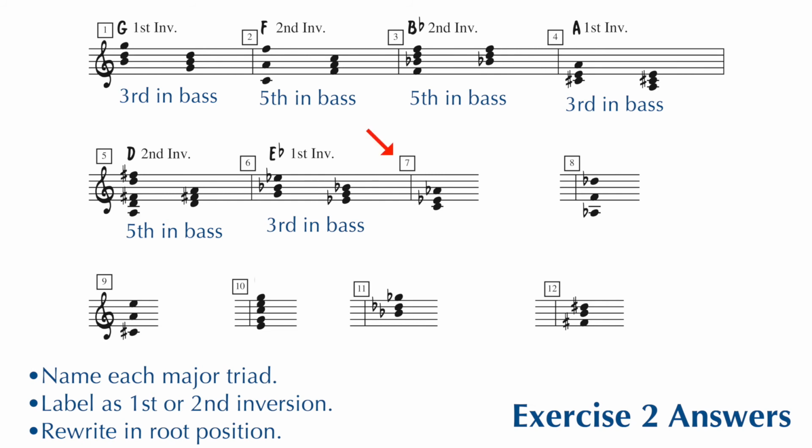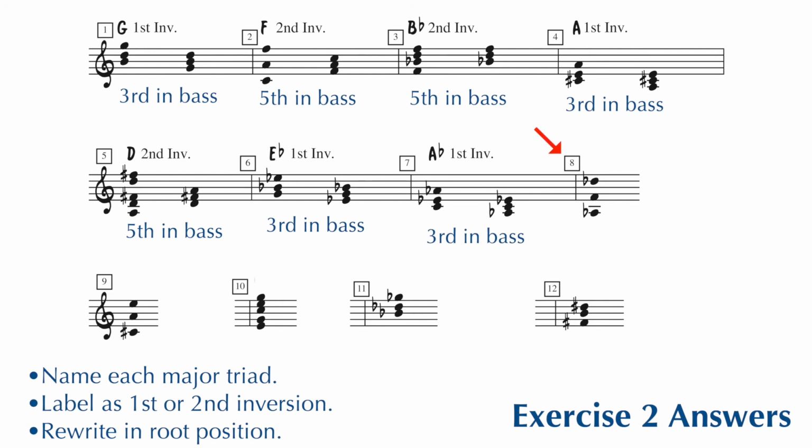Number 7, I can take the A flat at the top, lower it one octave. Now everything is nice and neatly stacked in thirds, A flat, C, E flat. This is originally an A flat major chord in first inversion because the third of the chord, the C, is at the bottom of the chord.